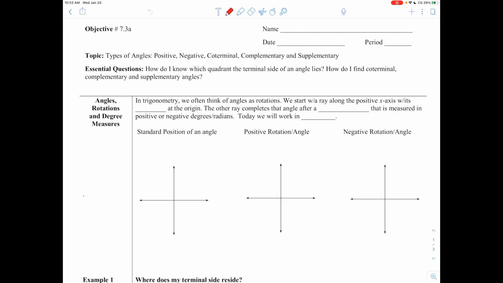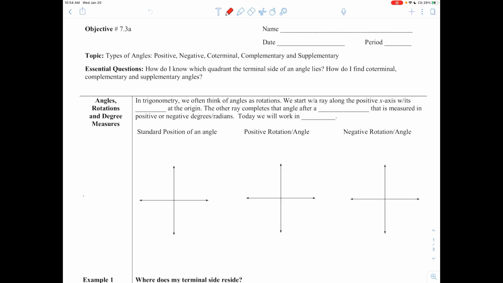So just while you're writing down your essential questions, etc., remember that an angle is a familiar figure in the world around us. Everywhere you look, you're seeing angles. Okay, and an angle is the union of two rays with a common endpoint called the vertex. And in trig, we often think of an angle as a rotation.